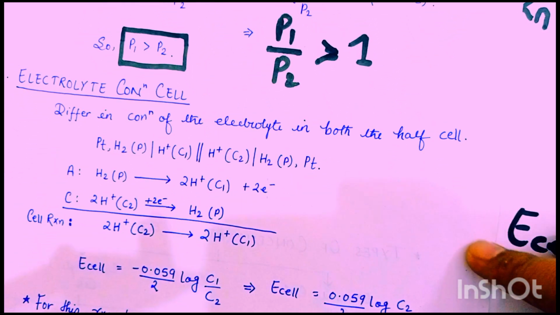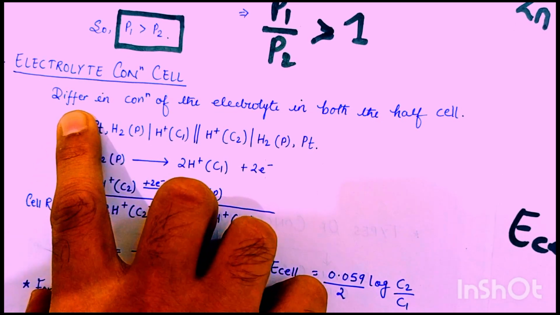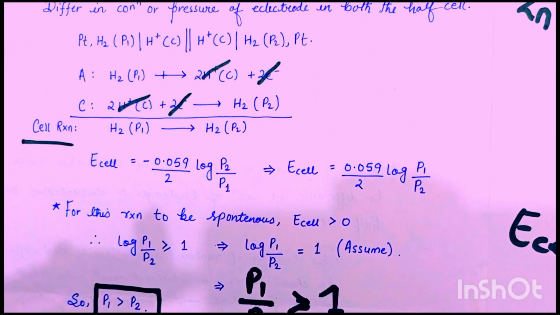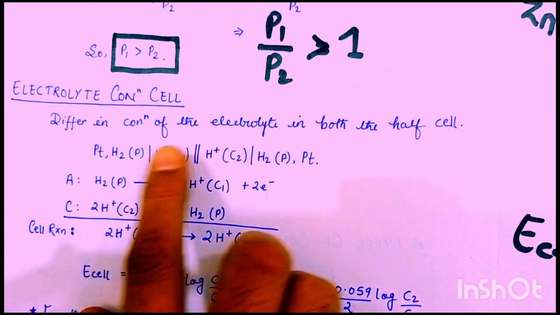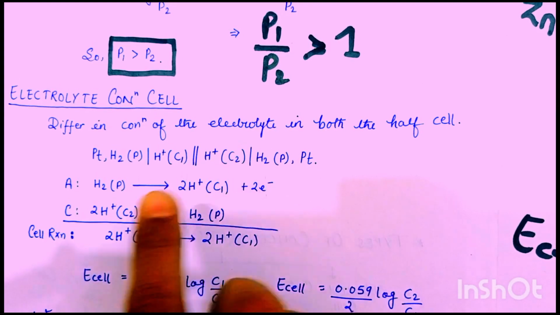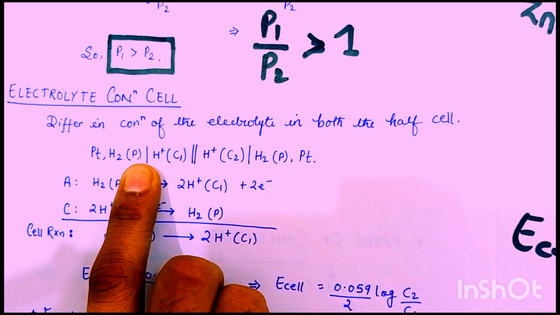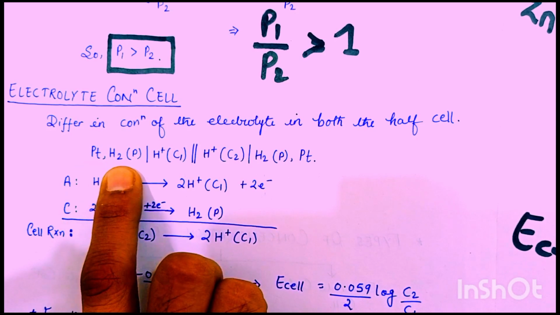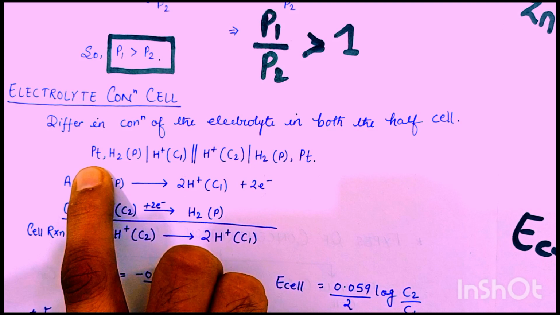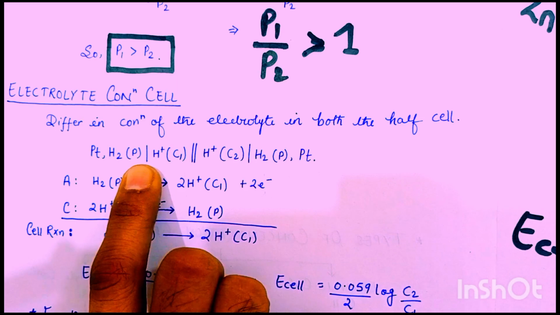Now move to the other type of concentration cell, that is the electrolyte concentration cell. It is very similar to the previous type of cell. The only difference is that it differs in the concentration of the electrolyte, not the electrode. Now Pt, why Pt? We are using Pt because hydrogen cannot itself act as an electrode. Platinum as an inert electrode absorbs the hydrogen gas. That means Pt is going to act as an adsorbent.